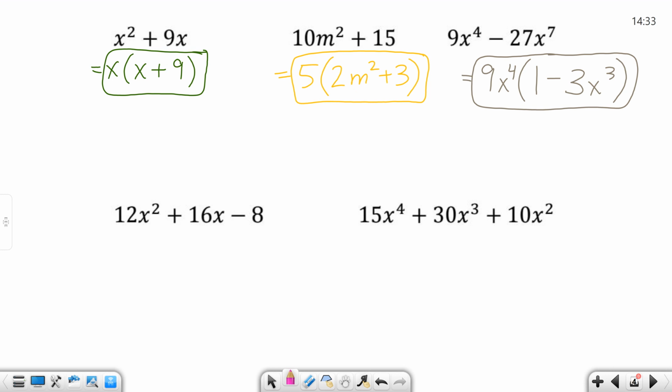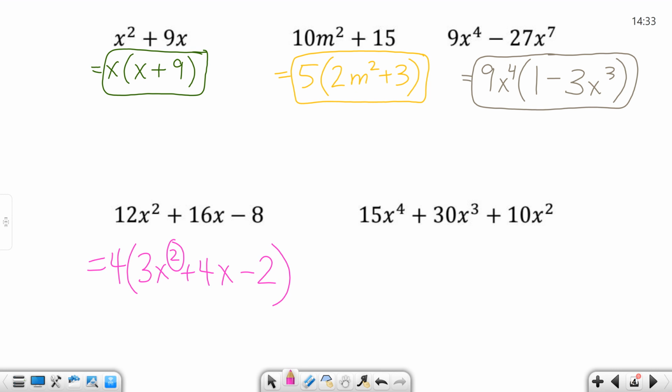So then 12x squared plus 16x minus 8. There's 3 terms here. Do they all 3 have something in common? Well, look, I can take a 4 out of all of them, right? Nothing bigger than a 4. So let's take a 4 out. And if I bring a 4 out, that's going to leave me with a 3. I didn't bring any x's out, so x squared plus 4x minus 2.